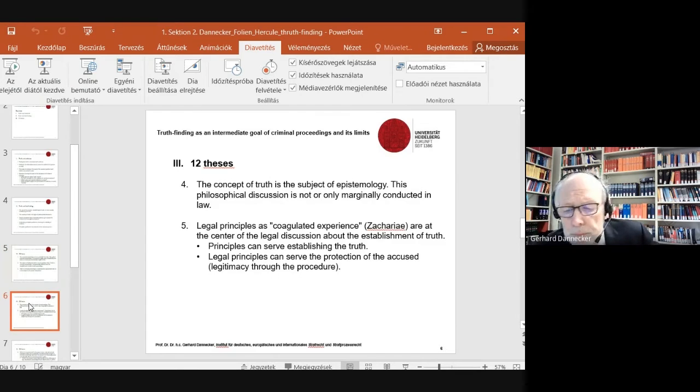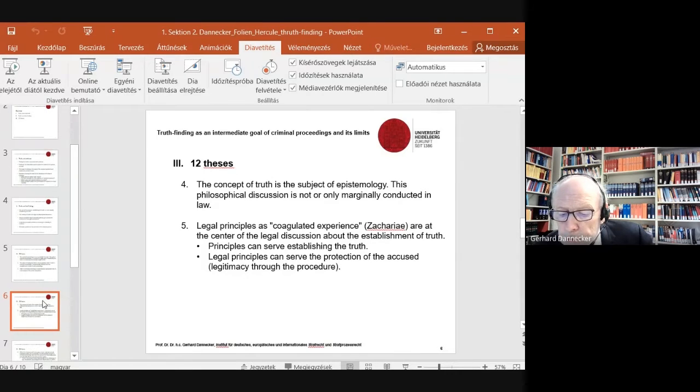Fourth, the concept of truth is a fundamental one. This is especially the subject of epistemology, and different approaches can be found there: correspondence theory of truth, consensus theory of truth, consequentialist concept of truth. This philosophical discussion is not held in law. In criminal law, one intuitively assumes a conception of truth that corresponds more or less to the correspondence theory, going back to Thomas von Aquin.